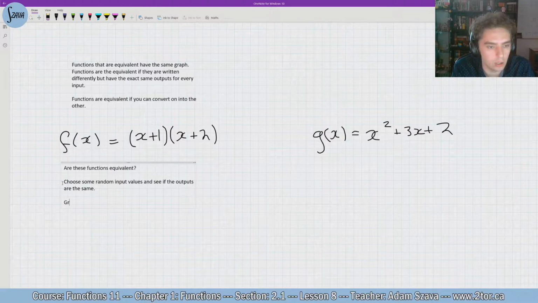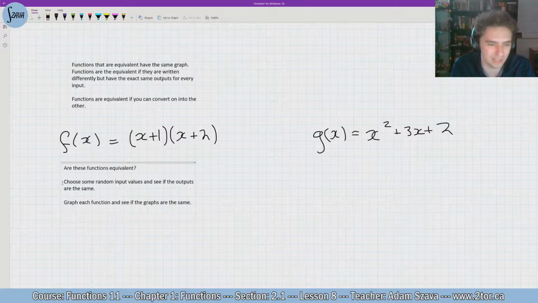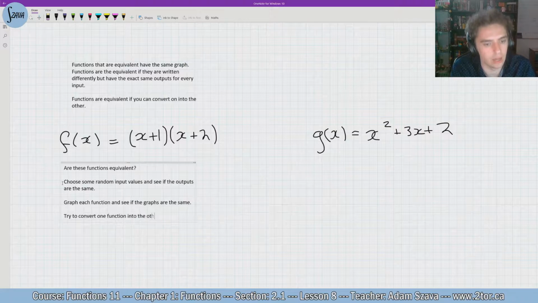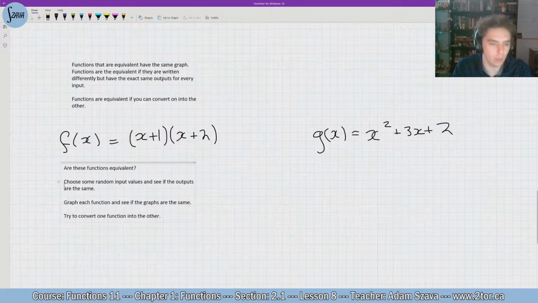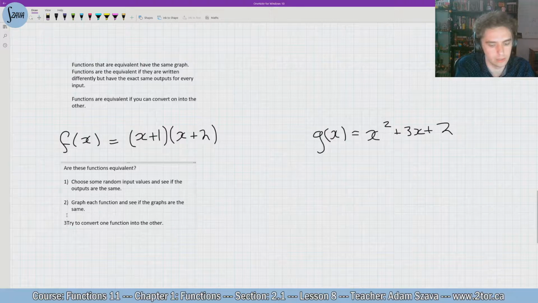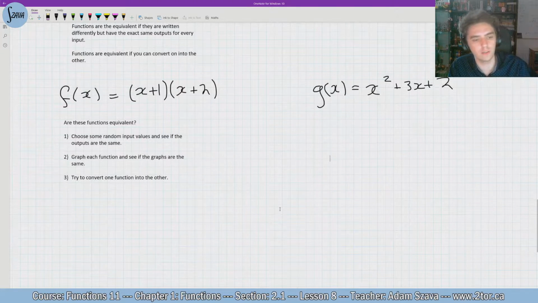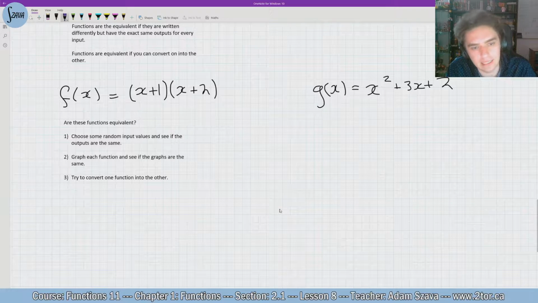Second, graph each function and see if the graphs are the same. And the only way you can be 100% certain is to try to convert one function into the other. So these are the 3 ways to check, are these two functions equivalent? So let's take a look. First of all, choose some random input values and see if they're the same.